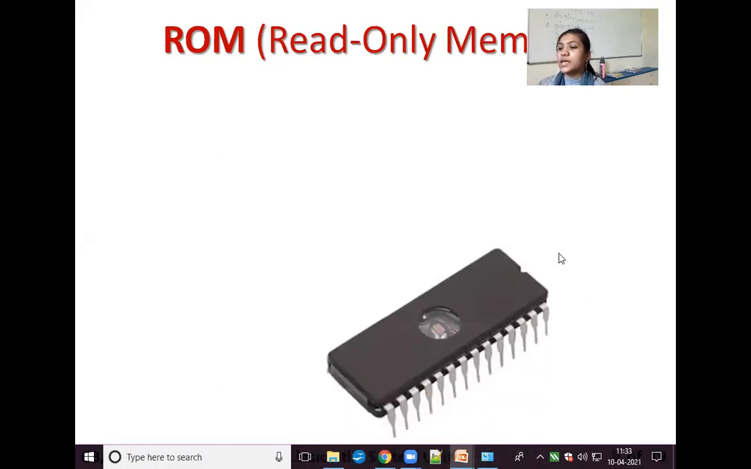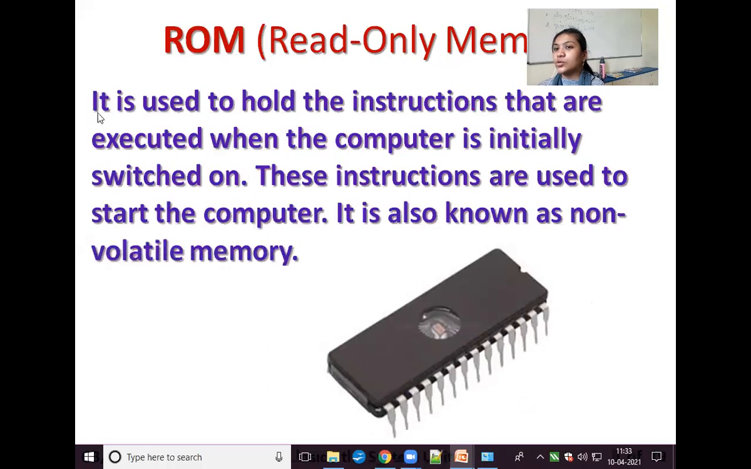So this is the image of the ROM, and ROM is only for reading. We can only see it and read it, but we cannot change it. It is used to hold the instructions that are executed when the computer is initially switched on.